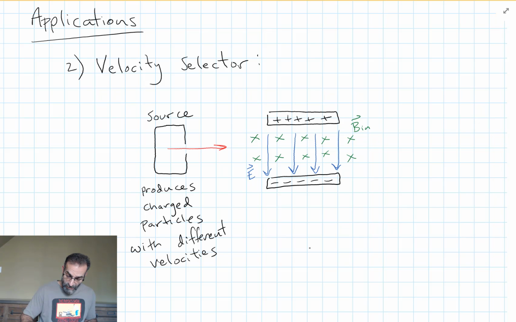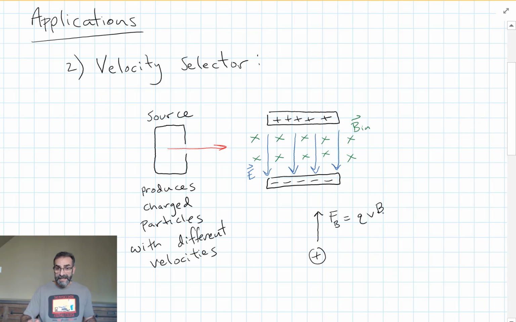Let's draw a free body diagram for our positively charged particle. There's a force towards the top of the page due to its interaction with the magnetic field, and that's going to be QVB, and because they're at right angles to each other, we just get QVB. And we're going to get a force towards the bottom of the page due to its interaction with the electric field, and that's just Q times the electric field.